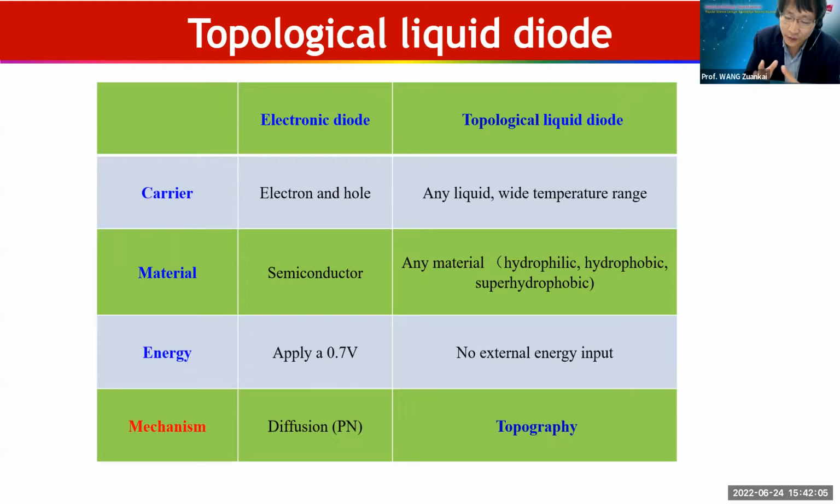We use the concept of a liquid diode, similar to the electronic diode. The electronic diode is based on silicon, and we also have to apply a voltage. But on our surface, we can control the liquid flow in just one way, spontaneously, at high speed, and adaptive to any material, ranging from hydrophilic, hydrophobic, super hydrophilic, and super hydrophobic, and also adapting to a wide range of temperatures, for example, low temperature and high temperature.